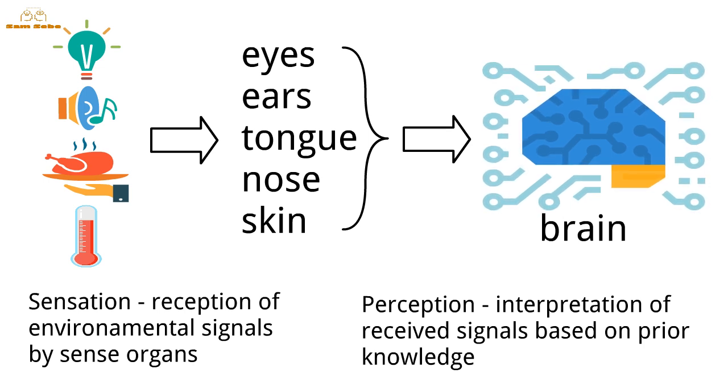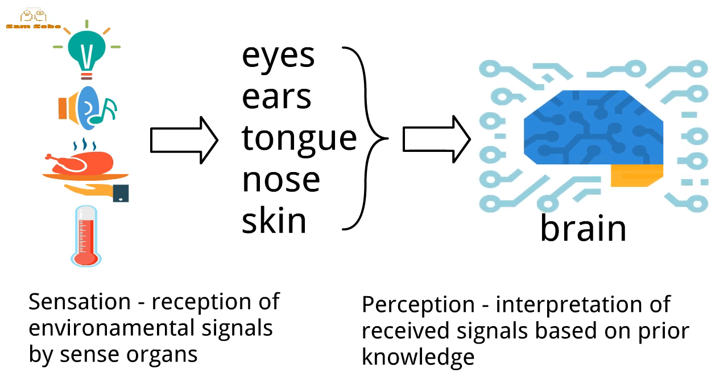These organs are involved in the detection of physical energy, like light, sound, or temperature, and its conversion into electrical signals. The signals are then sent to the brain, where they become consciously perceived as images, sounds, tastes, and so on. Perception is the process by which the brain selects, integrates, organizes, and interprets sensory information based on prior knowledge and expectations.